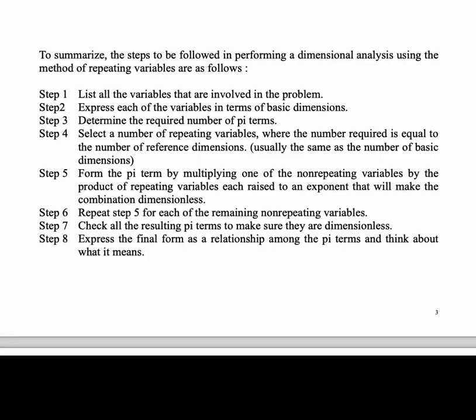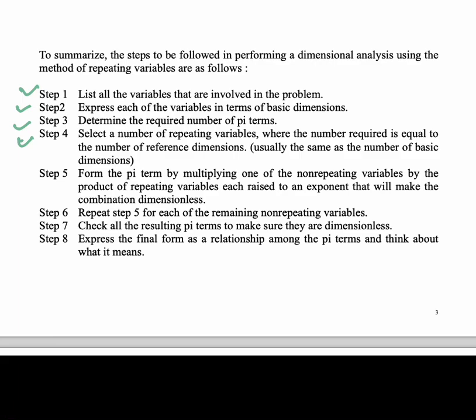To summarize, the steps to be followed in performing a dimensional analysis using the method of repeating variables are as follows. Step number 1, list all the variables that are involved in the problem. Step number 2, express each of the variables in terms of basic dimensions. Step number 3, determine the required number of pi terms.